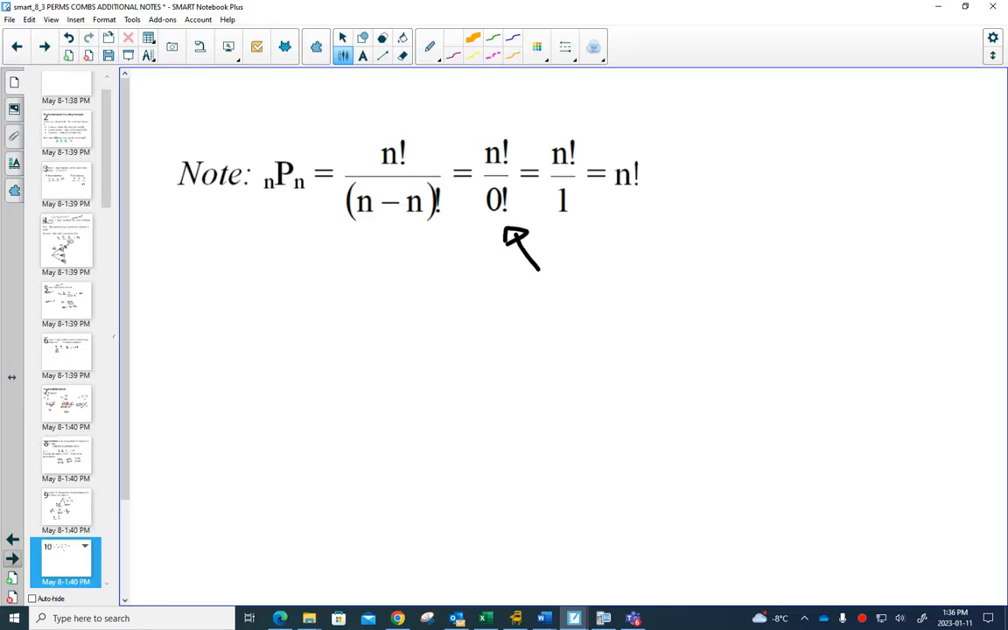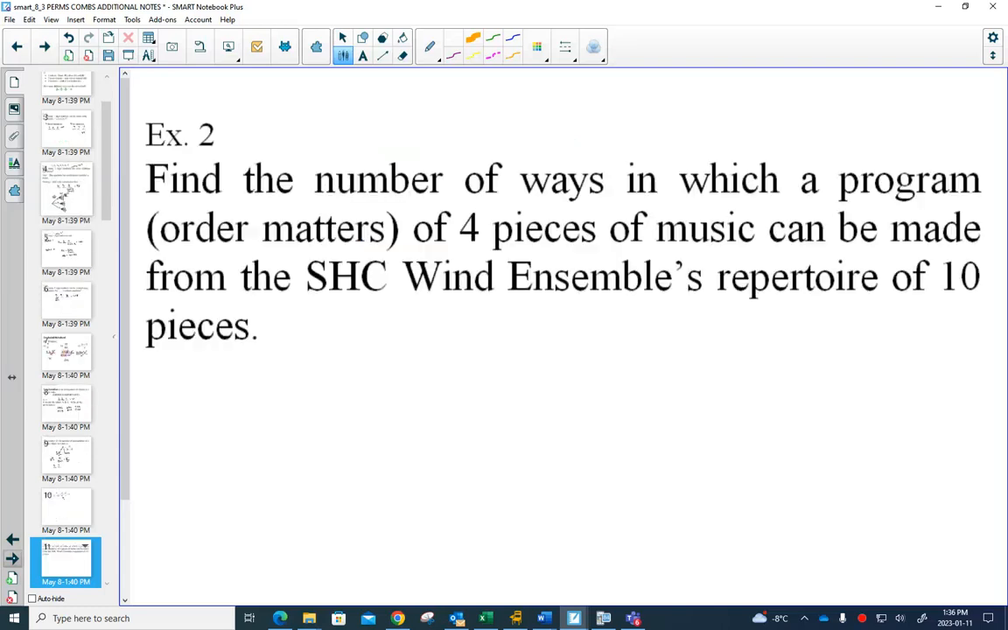Interestingly, though, if you had n spaces using the formula, you get the 0 factorial in the formula. So I don't know if you remember, but when we learned about factorials, I told you that 0 factorial is equal to 1, not because it follows the definition, but because we sometimes need it for formulas to work. And this is an example of where that is.